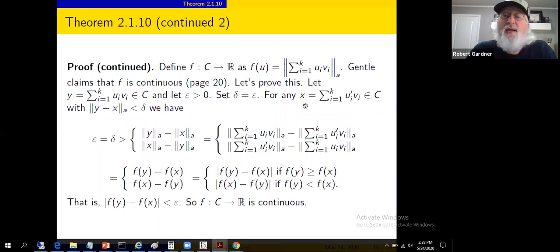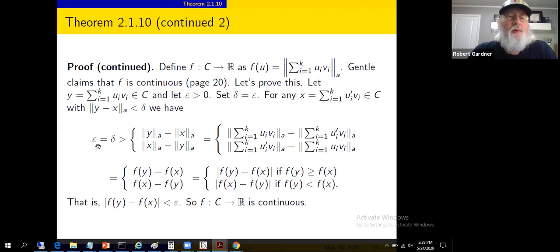Okay, so we'll take x, let's represent it as u sub i prime, v sub i, let that be an element of the domain of the function. Some constraints, the sum of the u sub i prime squared must equal 1 for this thing to lie on C as well. Anyhow, that doesn't come up, just the nearness matters. And we want to take this x to be within delta of y when measured with respect to the A norm. Okay, want to use the A norm because f of a vector is defined as its A norm.